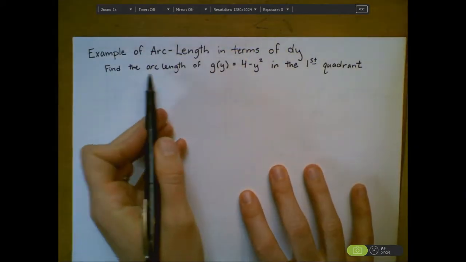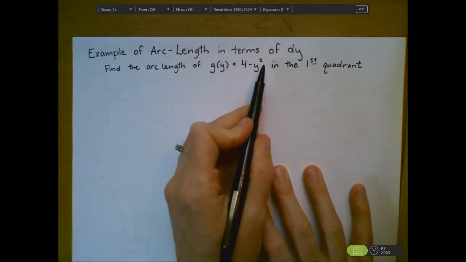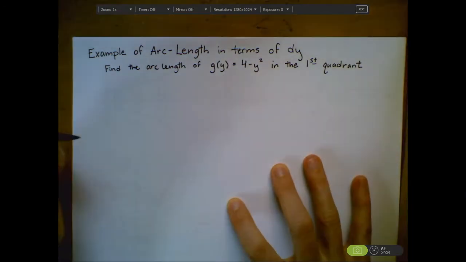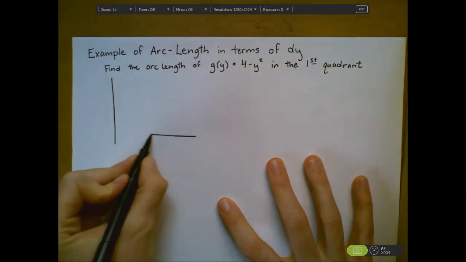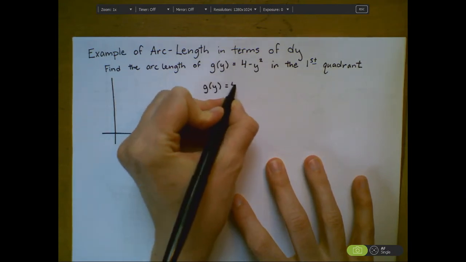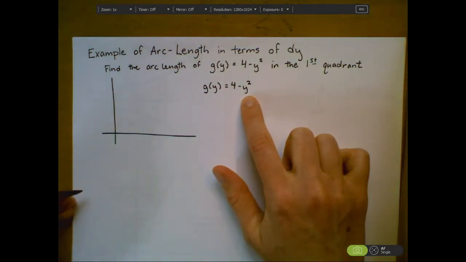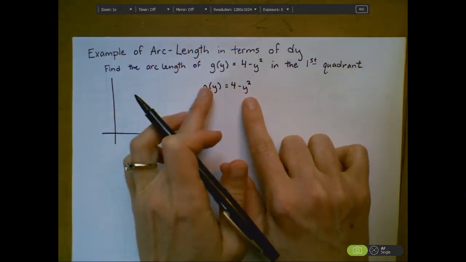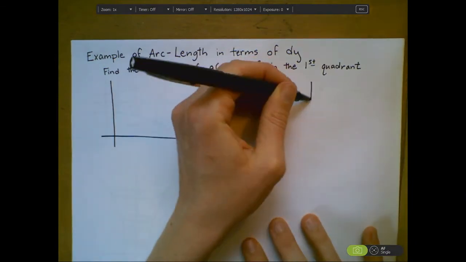So let's say that I want to find the arc length of my function g of y equals 4 minus y squared in the first quadrant. So let's start by drawing a picture of this. So what does this function g of y look like? It's tempting to think that it has a negative something squared, so that we tend to think of as an upside down parabola, but because this is now the inverse function that I've switched my x and my y's, I can plot points to be able to check what this function looks like.